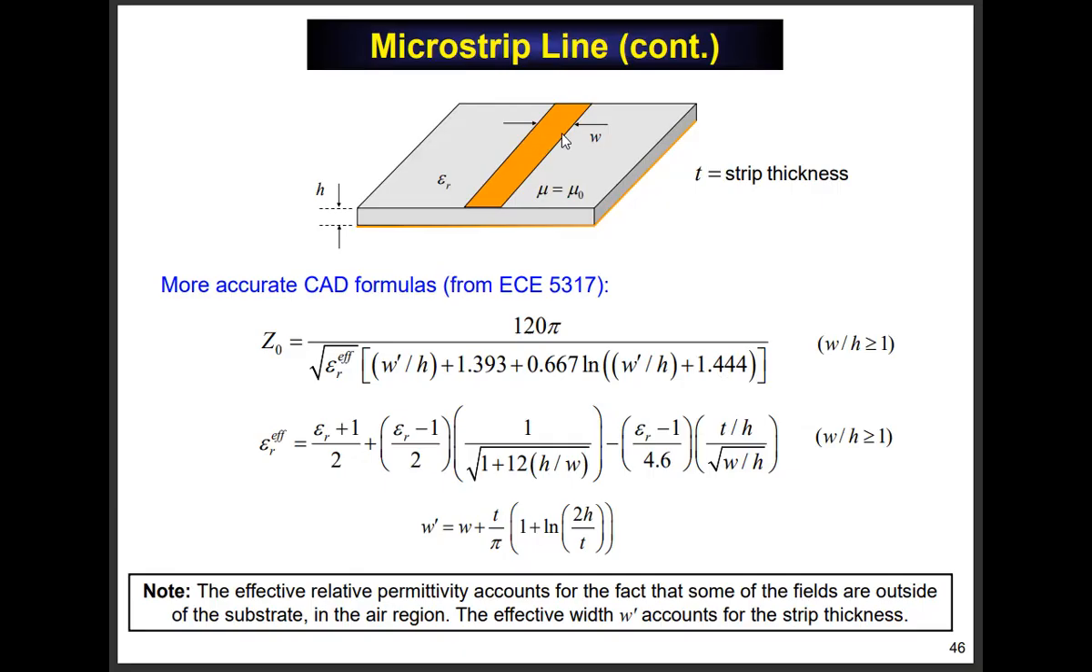And on a similar note, notice that here you don't actually see the width. W is the physical width. You don't see this in the formula. You see something called W prime. And what is W prime? It's like an effective width. It actually accounts for the thickness of the metal strip. Again, normally not worth worrying about, but a tiny, tiny improvement.